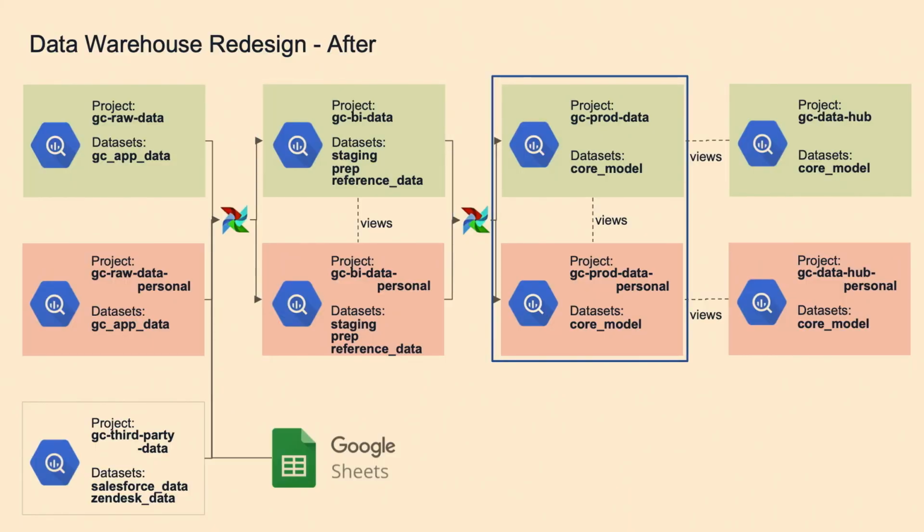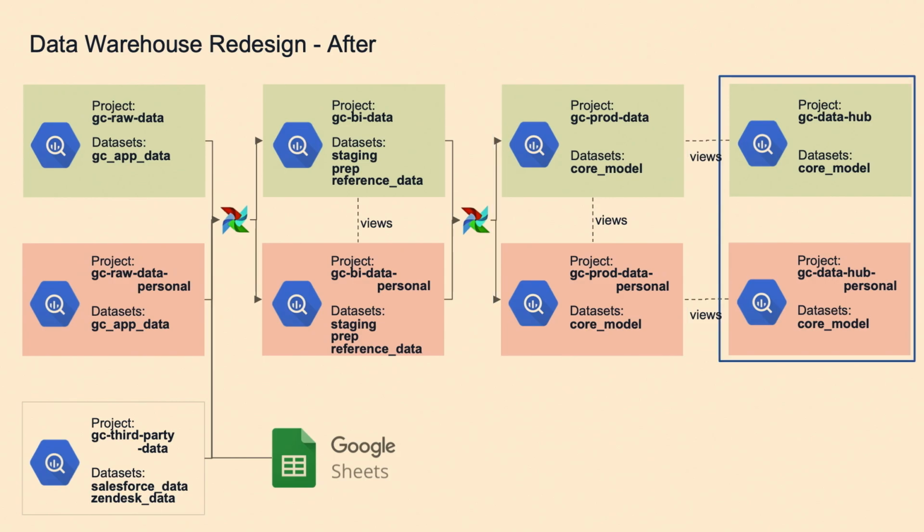Then we have prod, and this is the materialization of all our transformations. So this is our core model that all users and Looker will access. However, they don't access prod directly. They'll access Data Hub. And Data Hub is our defensive layer. So it just contains views that are one-to-one with tables in prod. And we do this so that we can make changes upstream without worrying too much about breaking anything downstream.